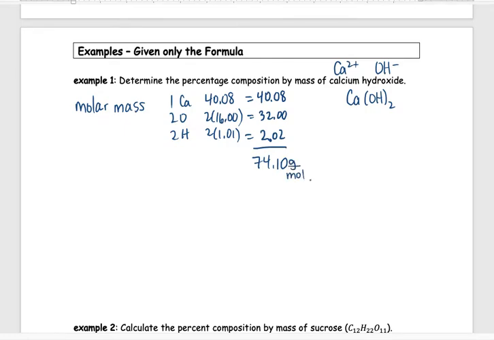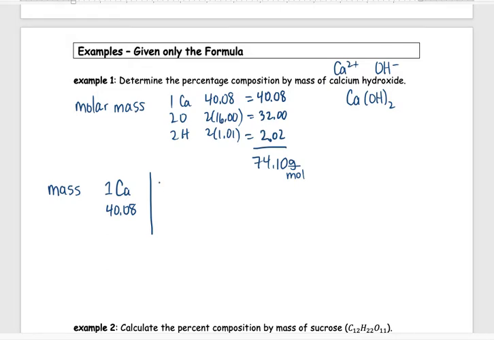Okay, so from here, you need to figure out the masses of the individual elements. To keep ourselves organized, we'll put a table together, okay? If we're looking at the mass that calcium contributes to calcium hydroxide, you see that there's one calcium in the formula. So one calcium contributes a mass of 40.08. We saw that when we were finding the molar mass.